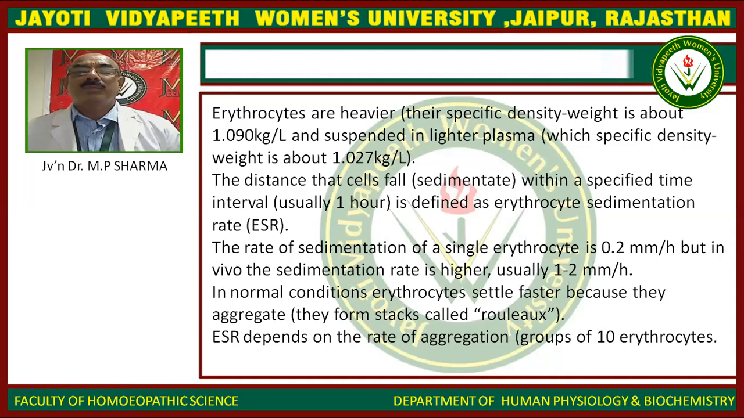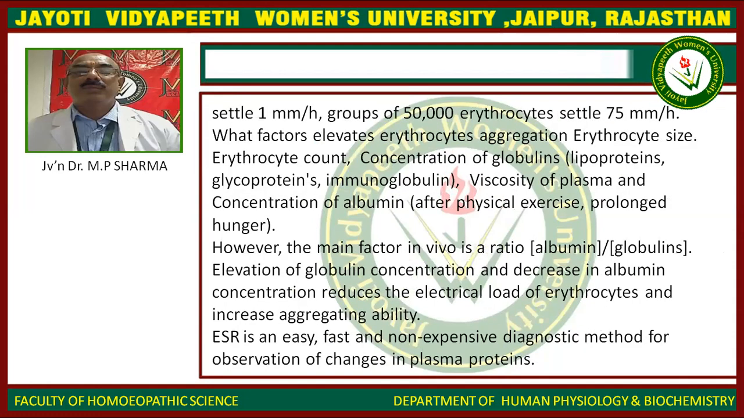In normal conditions, erythrocytes settle faster because they aggregate to form stacks called rouleaux, and ESR depends upon the rate of aggregation. A group of 10 erythrocytes settles 1 millimeter per hour. Groups of 50,000 erythrocytes settle 75 millimeter per hour.